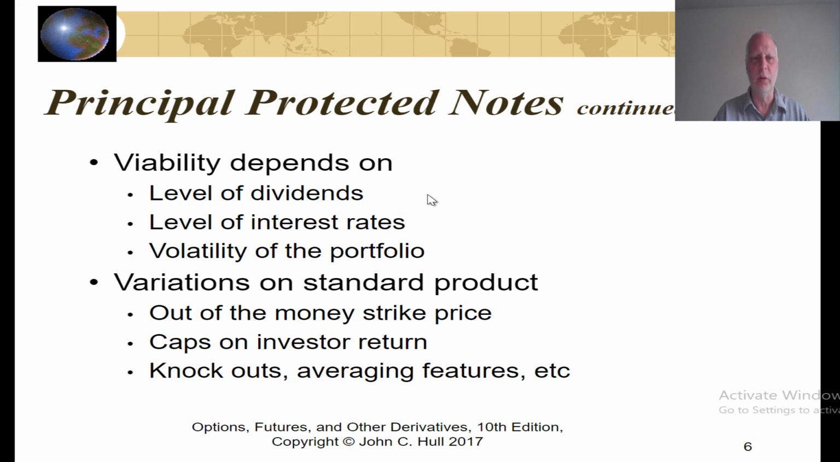Variations on this product would include an out-of-the-money strike price rather than at-the-money, caps on investor returns, where they say a maximum you can make, knockout features, averaging features, etc. And this is basically the way a lot of annuity products are designed. But that topic is beyond the scope of this course.